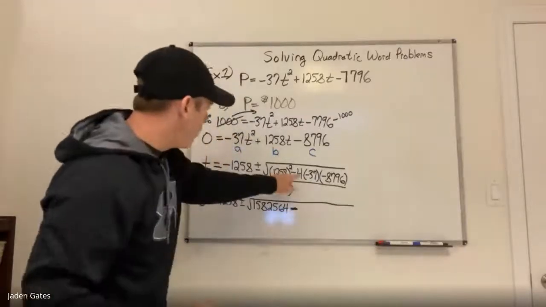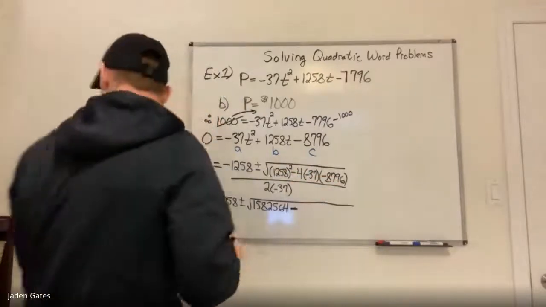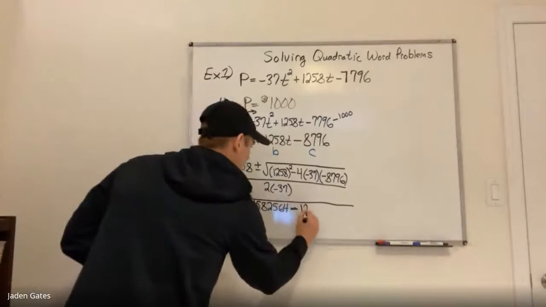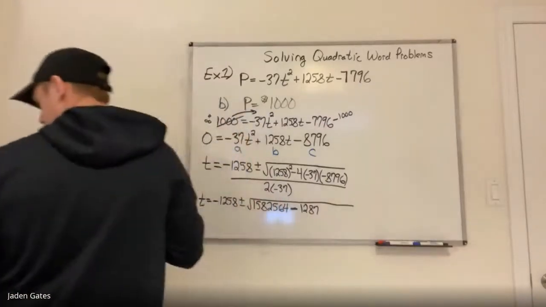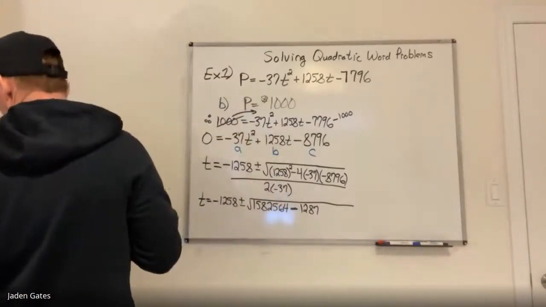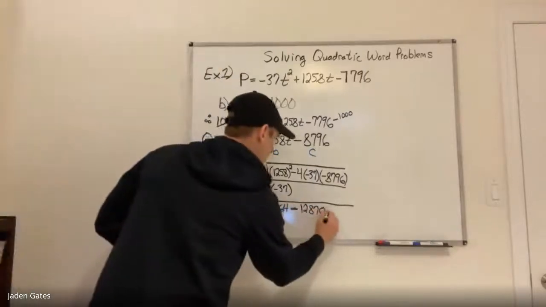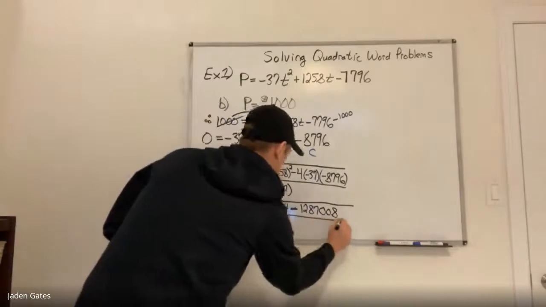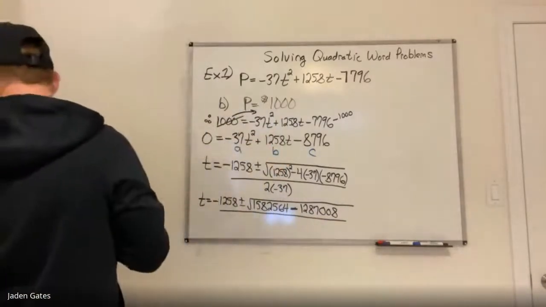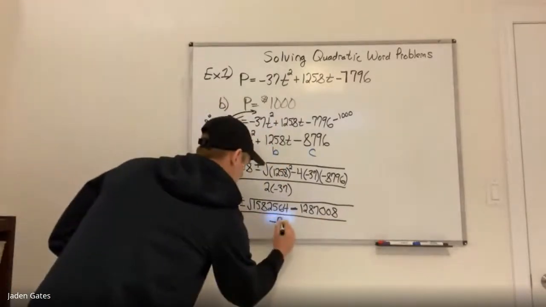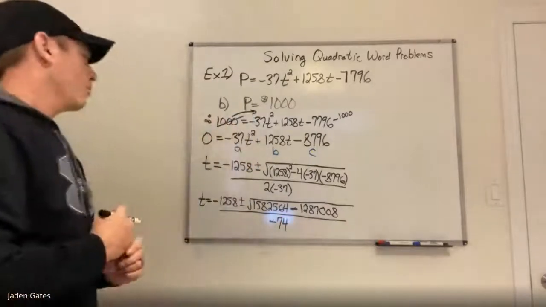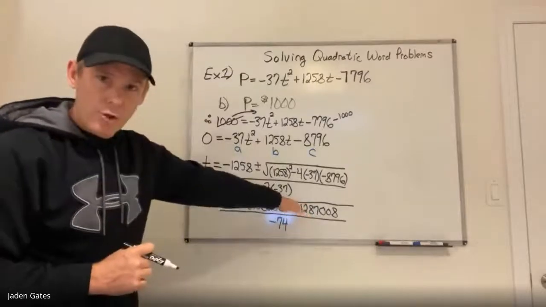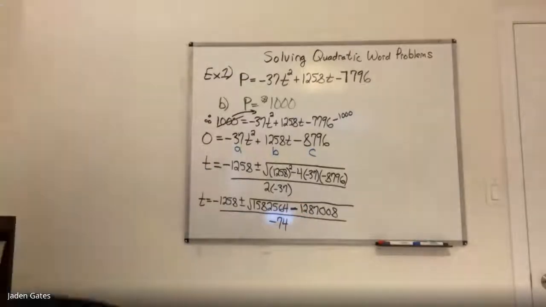All right, so I got 4 times 37 times that big number there, and I'm getting, whoa, 1287.008 all over 2A, 2 times negative 37 is a negative 74. Okay, there we go. So now I'm going to subtract those two underneath the square root sign.